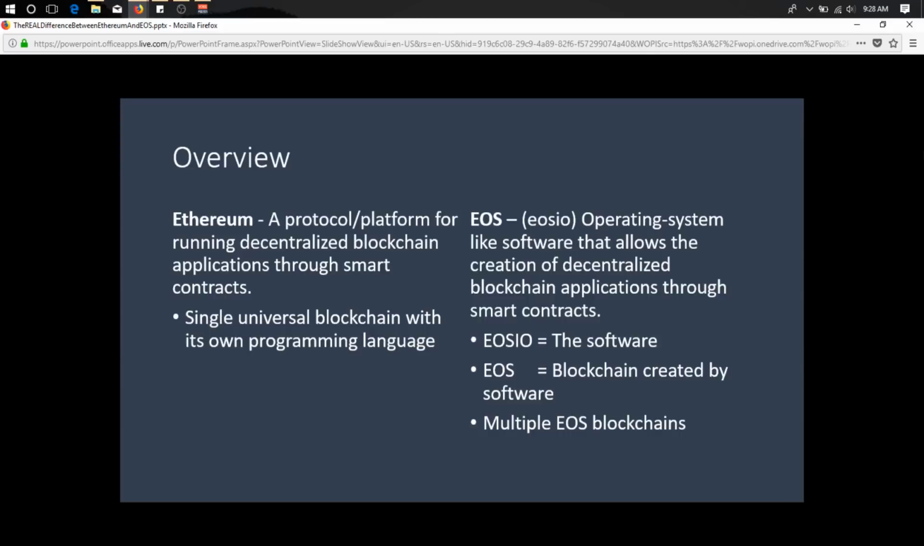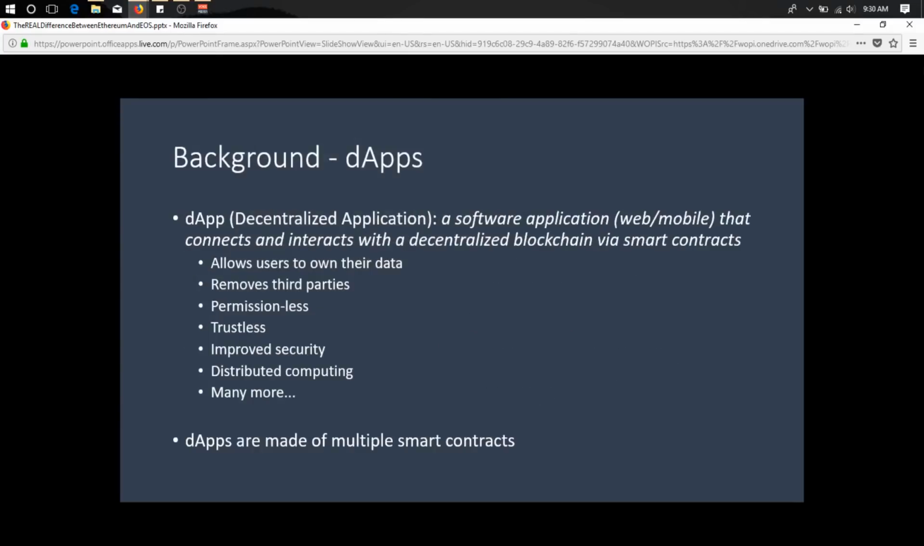So those are good definitions and all, but you probably wonder, what is a decentralized application and what is a smart contract? To answer your questions, let's first look at what is a decentralized application, or dApp for short. A dApp is a software application right now on the web, possibly mobile in the future, that connects and interacts with a blockchain via smart contracts.